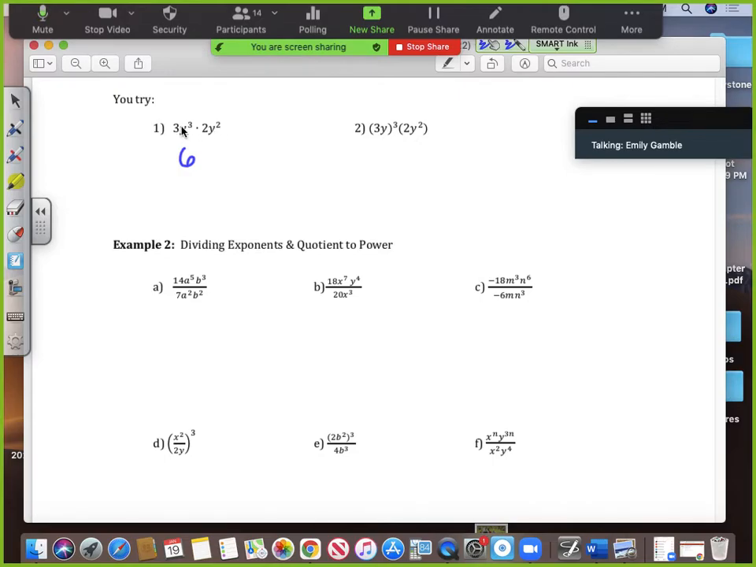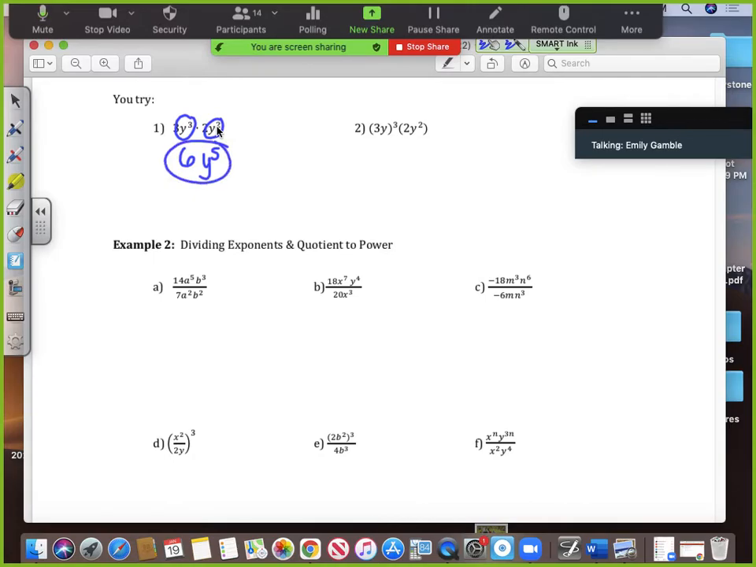And then you look down the line of the problem to see, are there any numbers with the same base that can be combined using a certain rule? And the answer to that is yes. There is a y to the third power and a y squared. They have the same base of a y. So you would use the rule that says if you have two numbers that have the same base and are being multiplied, you take the exponents and you add them. 3 plus 2 is 5. So this simplifies to be 6 times y to the fifth power. That would be the final answer for this one.